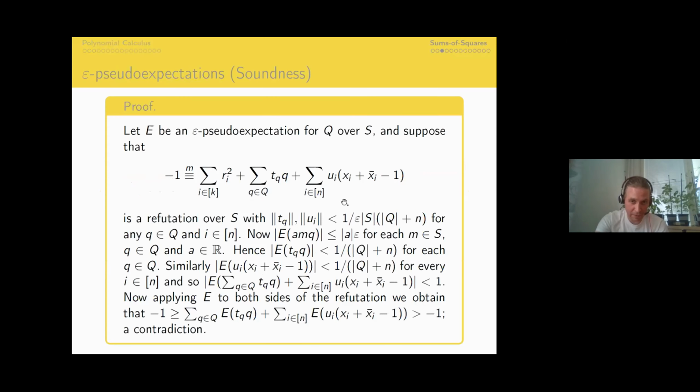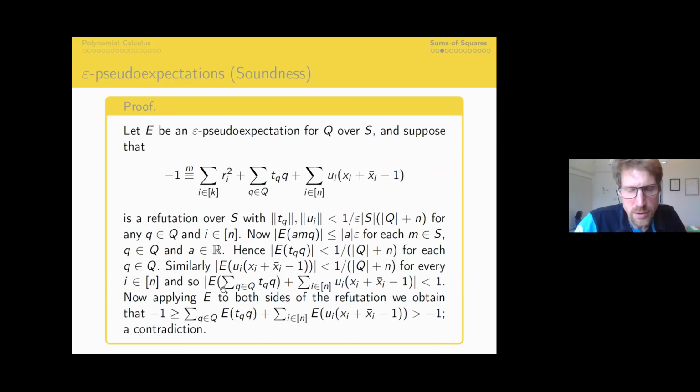Assuming you have this refutation with coefficients bounded by a suitable value, then you'd have that all of these lifts get a value of 1 over size of Q plus n, and similar for these complementarity axioms. And so you get that all of this part here gets a value less than 1 in absolute value.